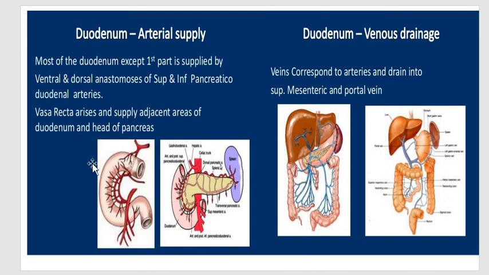Okay, so the veins which commonly correspond to the arteries drain into the superior mesenteric vein and the portal vein. Okay, so this is the arterial supply of the duodenum.